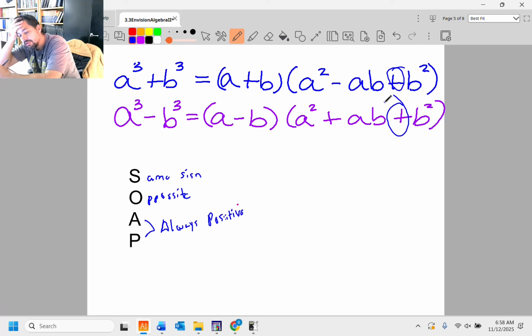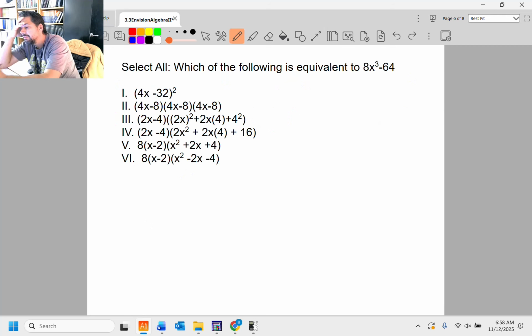Notice how the last two signs are always positive? You remember the letters. You think about SOAP for the signs. Of course, I just always remember plus, minus, plus, and minus, plus, plus. But my brain works differently.